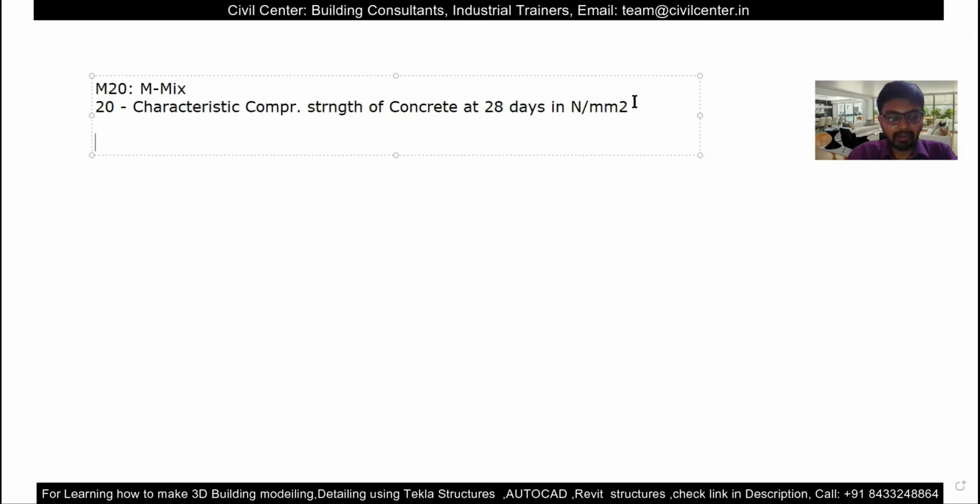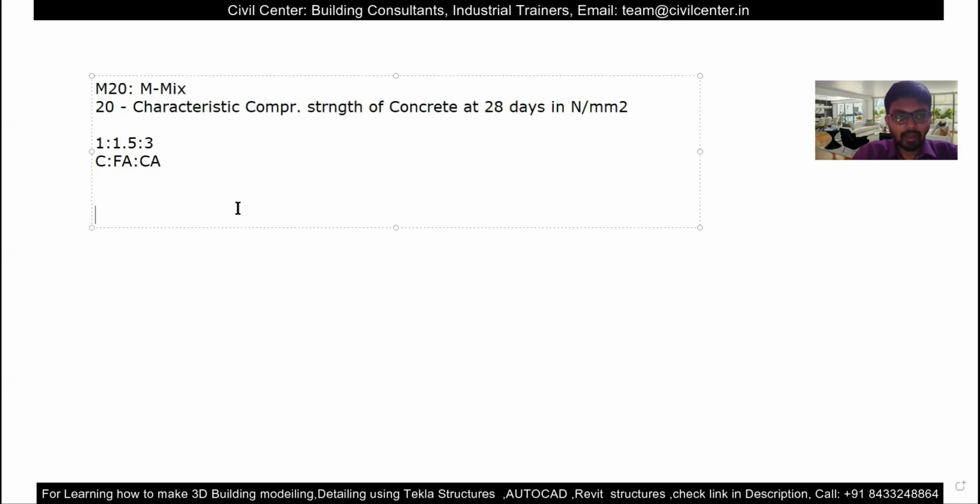And now what is the ratio of this M20? M20 is the nominal mix and the ratio is predefined as per the IS code. This ratio is 1:1.5:3, where 1 is your cement, 1.5 is your sand, or note it as S, or FA, fine aggregate, and 3 is your coarse aggregate or your stone chips. So this is the ratio used in the M20 grade of concrete.